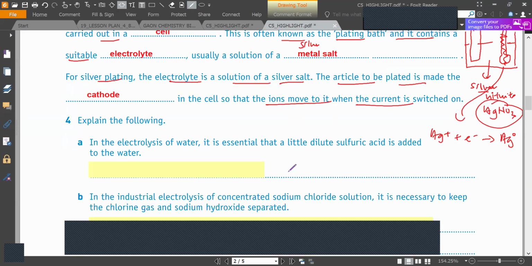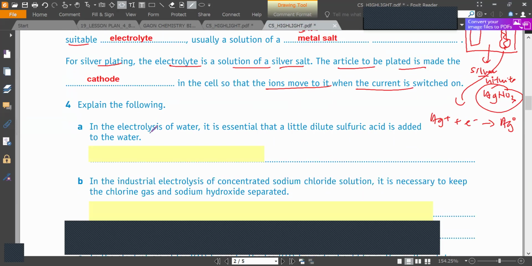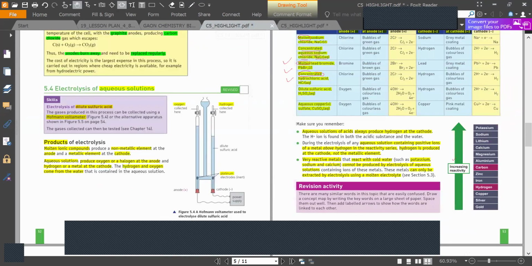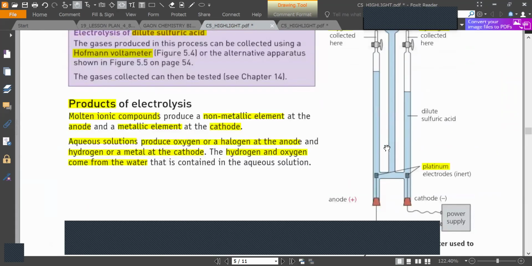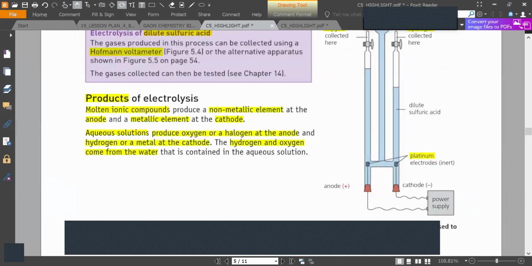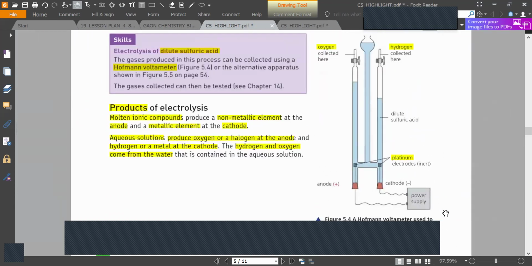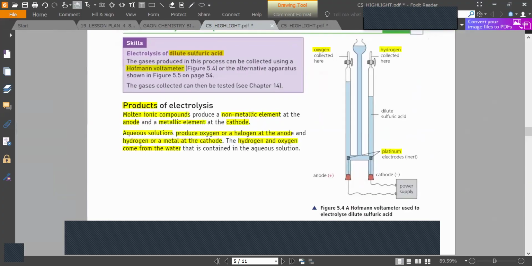Next, electrolysis of water. Just now we mentioned electrolysis of water is like this. This is a Hoffman water meter, used to do the electrolysis of water. Why do we need this? Because we need to collect the gas: oxygen here and then hydrogen here. So this will let us collect the gas.